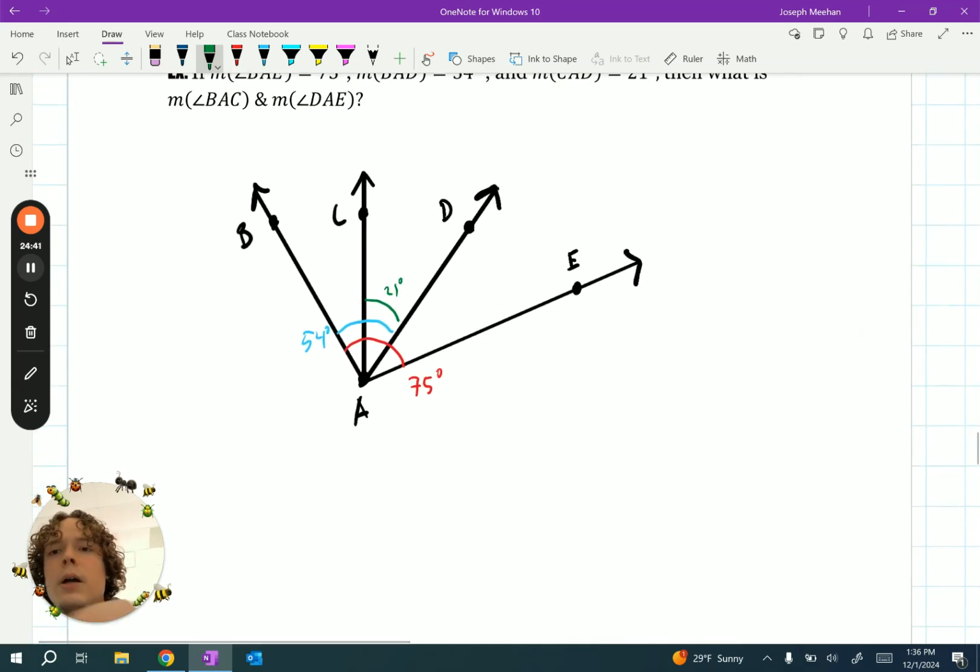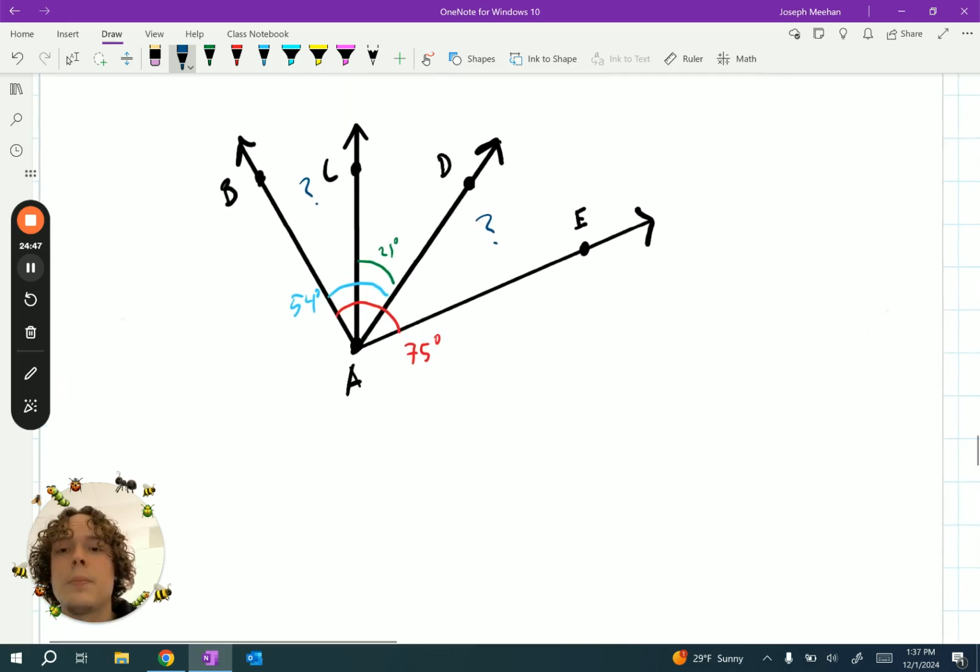Let's look at this. So we're trying to find, I'm going to write a question mark right here, and DAE is a question mark right there, just so we know which ones we're talking about. All right, so here we go. Looking at this, it looks like the measure of BAD, find those points, is 54 degrees, right? BAD is 54 degrees.